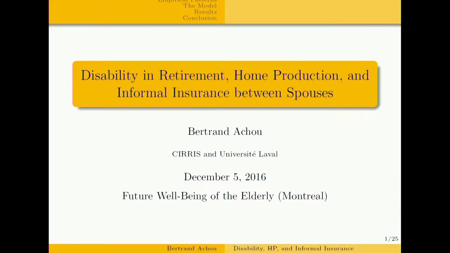So the paper I'm going to present today is called Disability in Retirement, Home Production and Informal Insurance Between Spouses. This is a work I've been reworking on recently, so there are a few changes from the previous version, and this is still a work in progress. So I will start with a quotation.